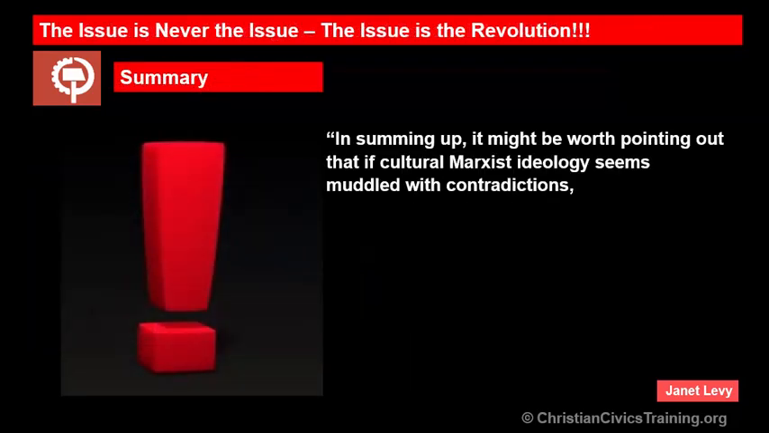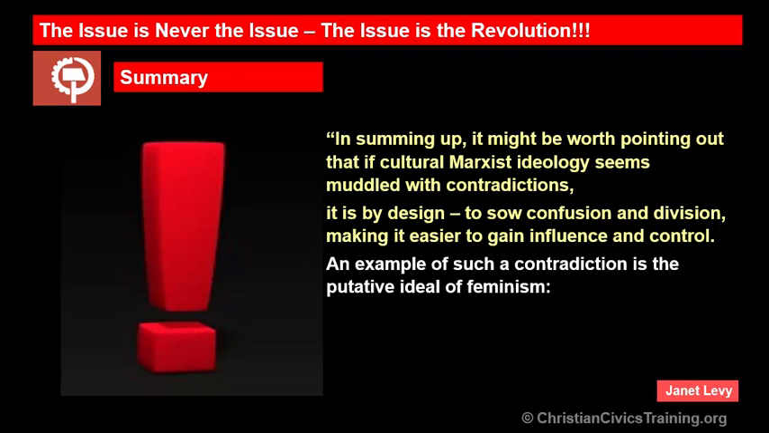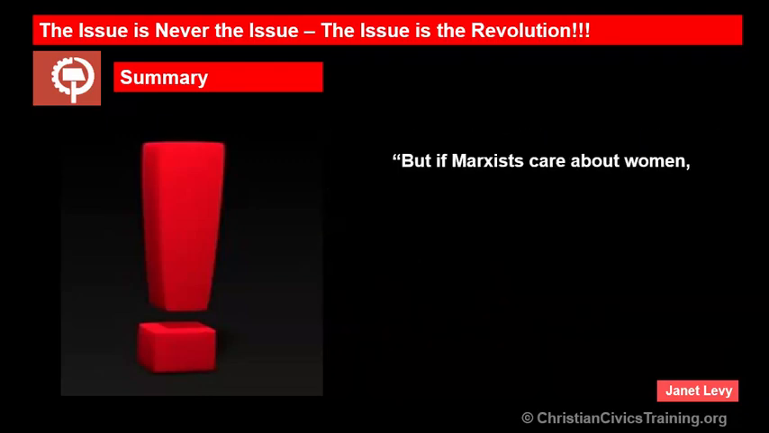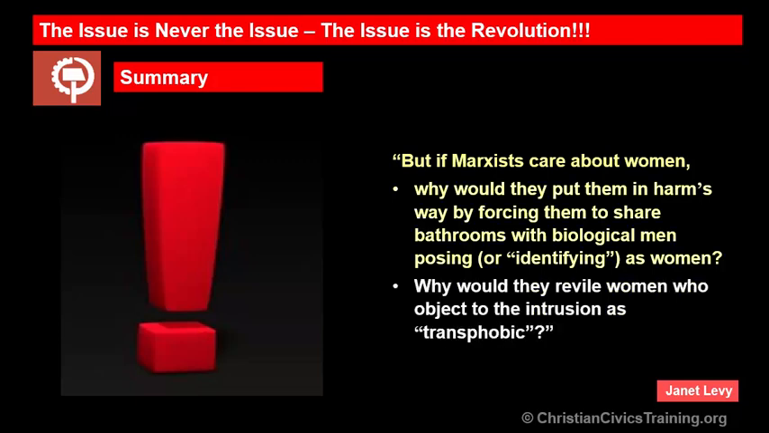So in summing it all up, it might be worth pointing out if cultural Marxist ideology seems muddled with contradictions, it's by design, to sow confusion and division and make it easier to gain influence and control. An example of such a contradiction is the putative ideal of feminism. Advancing equality for women in all spheres of society is the stated goal. However, Marxists don't care about women, because if they did, why would they put them in harm's way by forcing them to share bathrooms with biological men posing or identifying as women? Why would they revile women who object to the intrusion as transphobic?